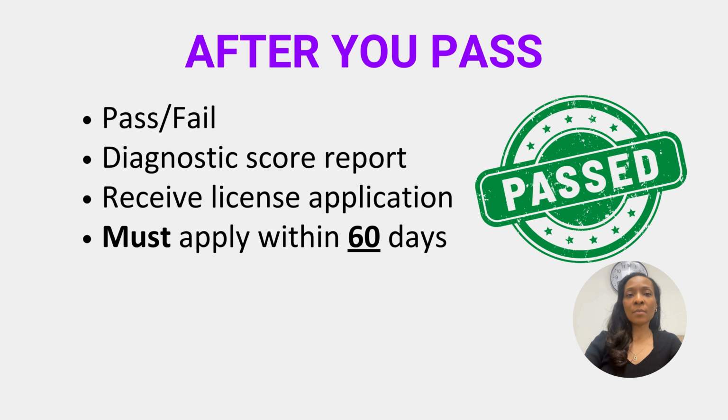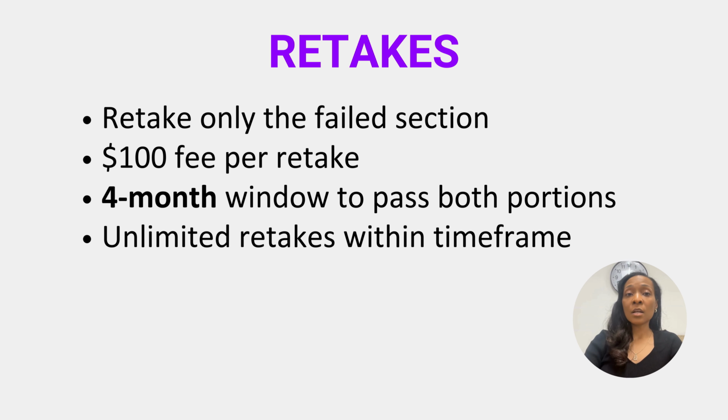Immediately after your exam, you will receive a pass or fail result, a diagnostic report, and a license application. That is, if you passed. You must apply for your license within 60 days after passing. If you fail one section, you can only retake that section. The retake fee is $100. You have 4 months to pass the other portion after passing the first portion. There is no limit on retakes, but if the 4-month window expires, you must take both portions again.